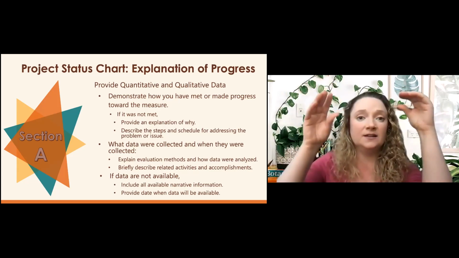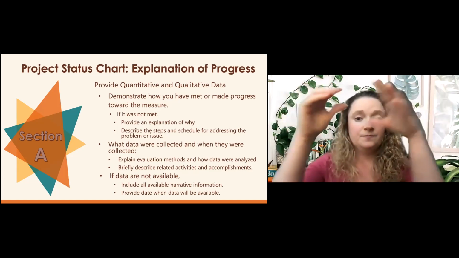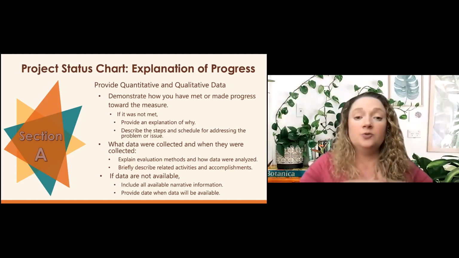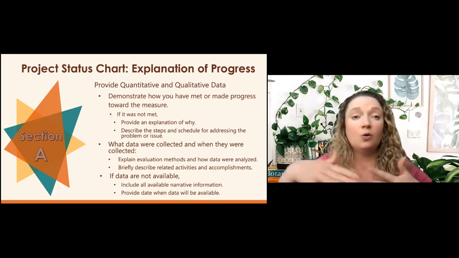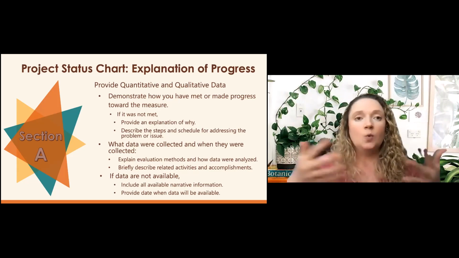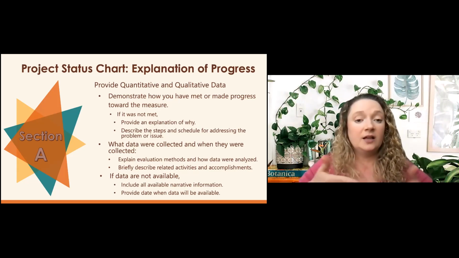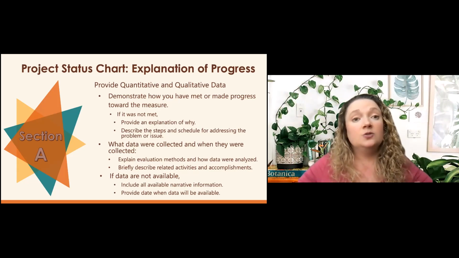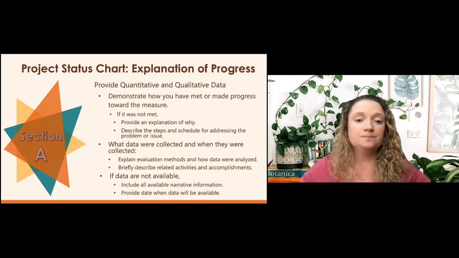Give the context to the numbers. Talk about how you've maybe met that particular goal or made progress toward it. If you haven't yet met it, why? What types of challenges might you have encountered? What have you done to work around that challenge or to meet that challenge? How have you adapted your program or your process?